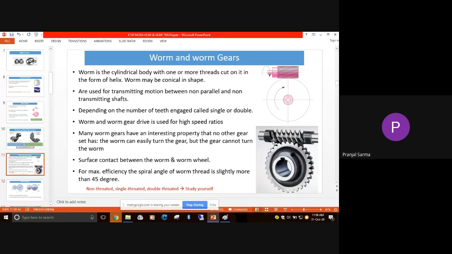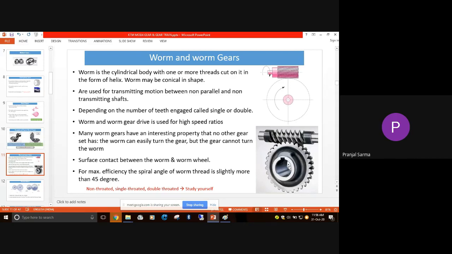The worm may sometimes be conical in shape, so it may not be cylindrical, it may be something conical like this. But they have one or more threads cut on them. Now, what can we do with the help of the worm and worm wheel? If you see, this is one axis, and this other axis is going inside the plane, so they are neither parallel nor intersecting.